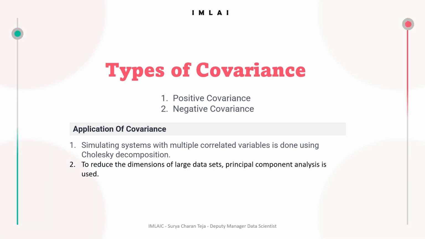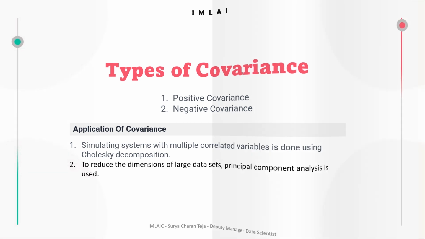And second, to reduce the dimensions of large data sets, principal component analysis is used. To perform principal component analysis, an eigen decomposition is applied to the covariance matrix.